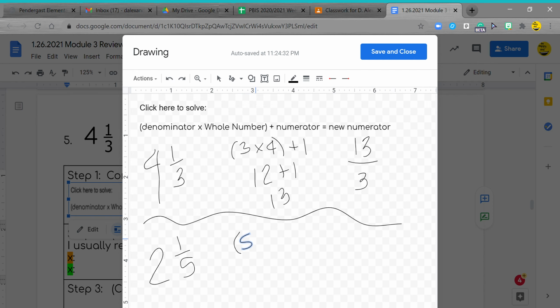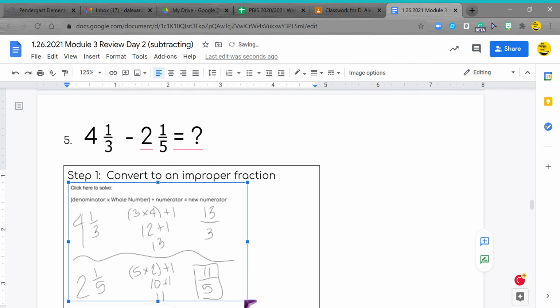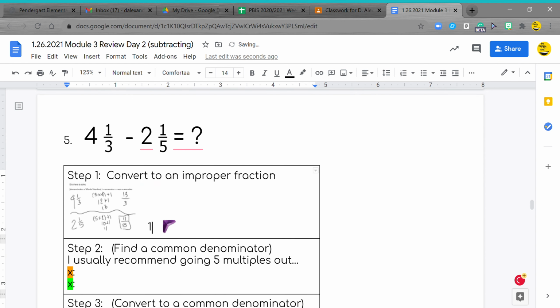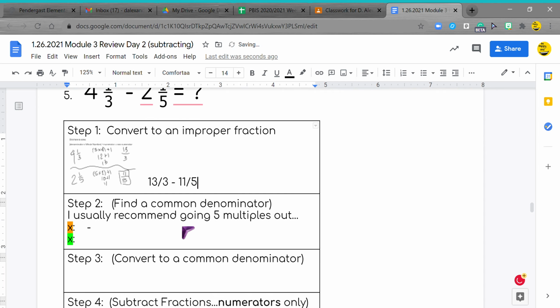I do the same here. I take my denominator, multiply the whole number at the numerator. 5 times, yes, plus 1. And my denominator is, yes, 5. So I'm going to hit save. I'm going to make it a little smaller. So right here, I'm just going to write 13/3 minus 11/5. So yes, we need to find a common denominator, you guys.